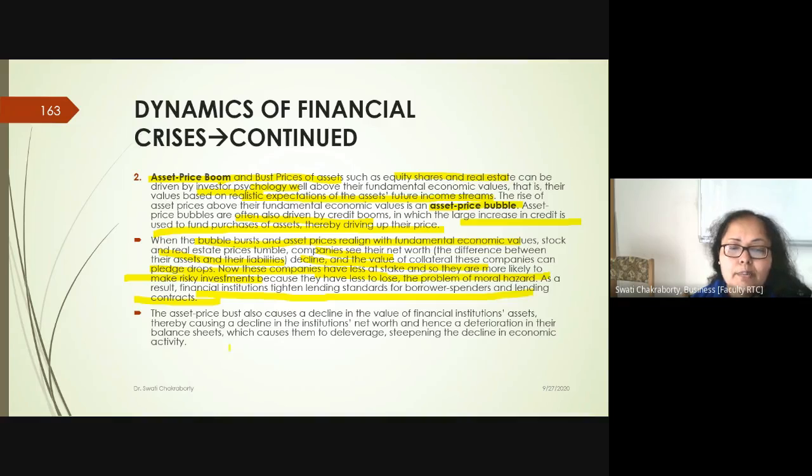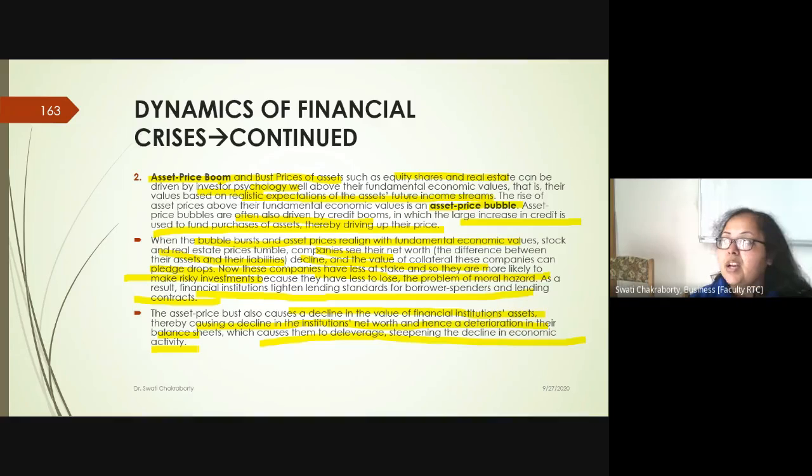So the asset price bubble also causes a decline in the value of the assets of financial institutions, resulting in a decline in the institutions' net worth and a deterioration in their balance sheets, which causes them to deleverage, steepening the decline in economic activity.